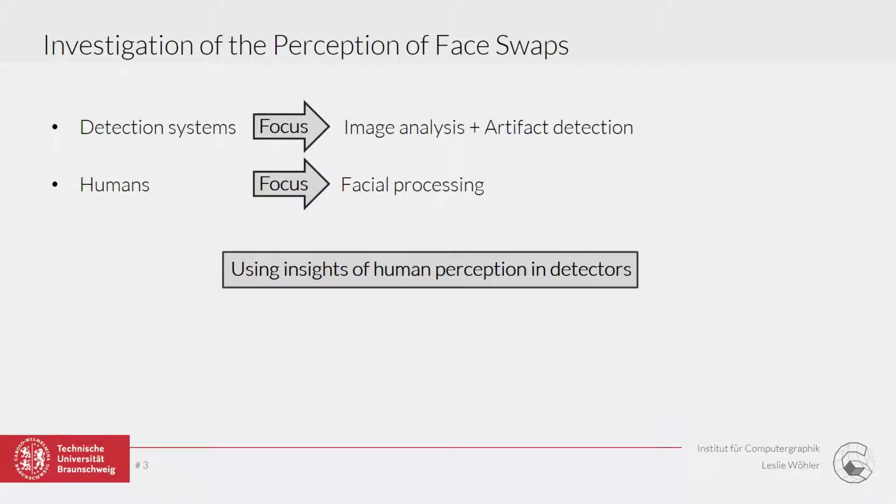In our work, we aim to gain knowledge on the perception of face swap videos and investigate which features or artifacts are important for humans to recognize the forgeries. These insights can be used to improve detectors. We conducted 3 experiments to investigate the perception of face swap videos. These focus on eye tracking, the effect of video length on the detection accuracy, and the conveyed emotions in face swap videos.